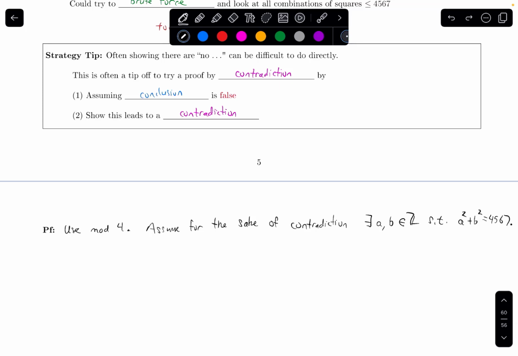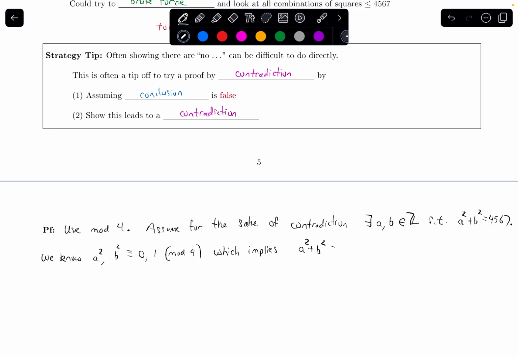So now, if I look at the left-hand side, we know that a squared and b squared are both congruent to either 0 or 1 in mod 4. Which implies that when we add them together, a squared plus b squared, I'm going to be adding either zeros or ones or a combination of the two.